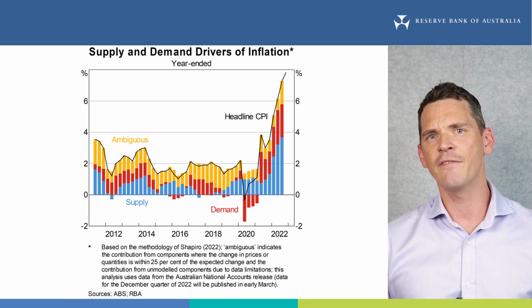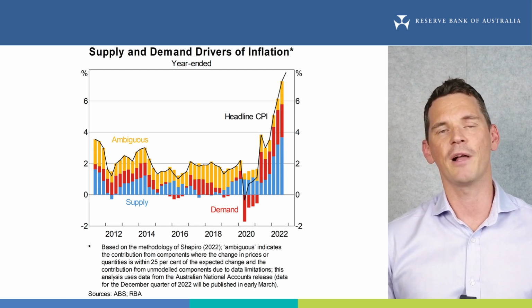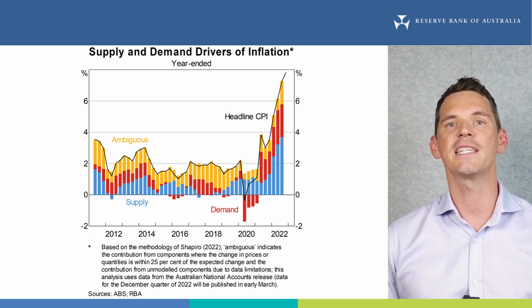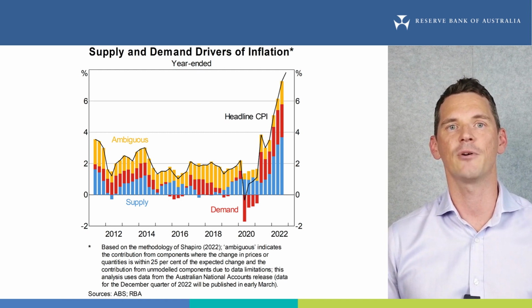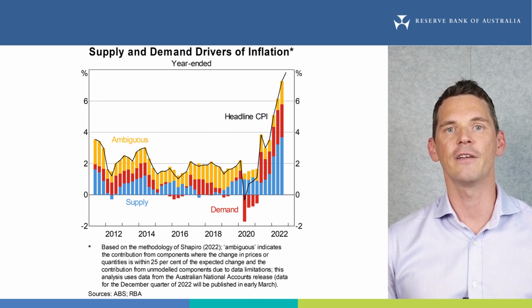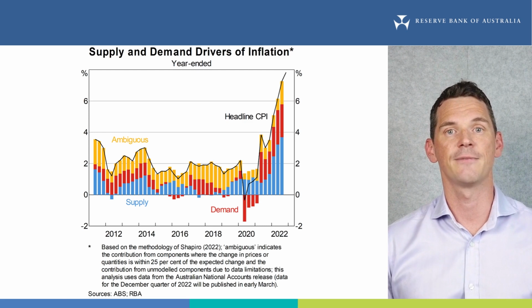But demand-side factors in red have also played a role. Strong domestic and global demand has been supported by the significant fiscal and monetary policy responses to the pandemic and the rapid economic recovery following the faster than expected development of effective vaccines.